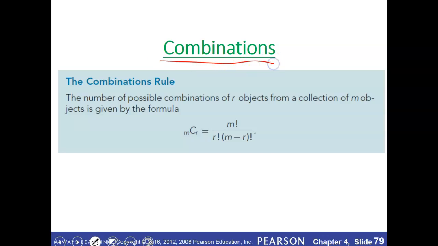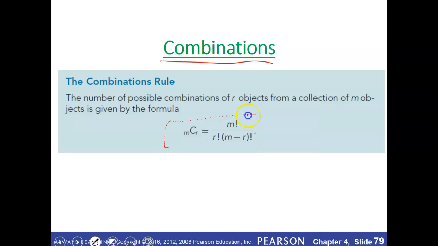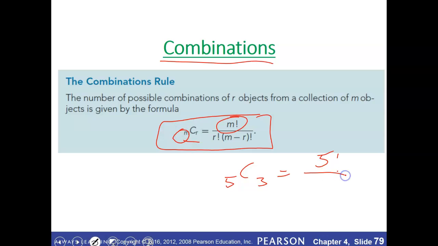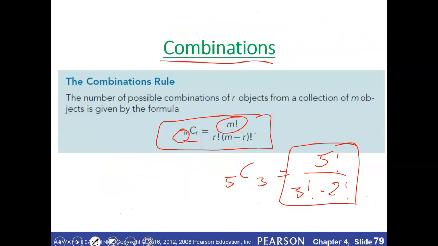So a combination has a formula that looks like this, where again, you're not going to need to know this formula. What you're going to need to know is just that it's a combination. But the way that it worked in our last example, I had 5 people to choose from, and I'm picking 3. And that's 5 factorial. That's what the M is. I'm going to divide that by R, which is 3 factorial, and then times M minus R, which is 2 factorial. Okay? And that's what we had here. Okay, but you don't really need to know that. I'm not going to make you memorize that formula.